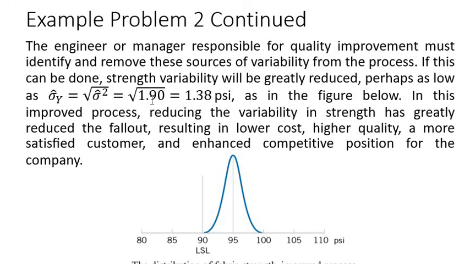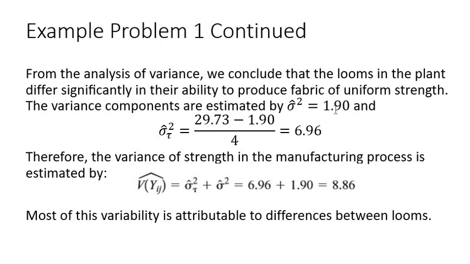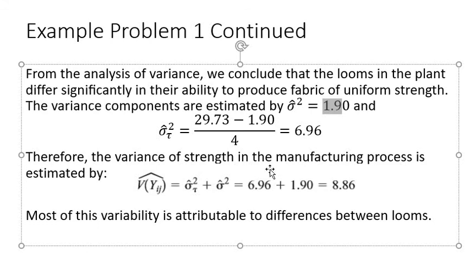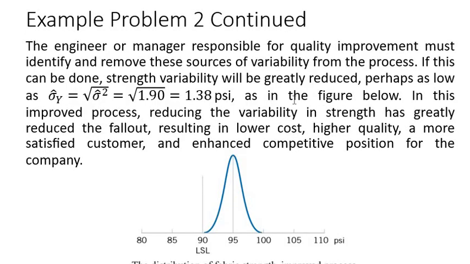So, eliminating the variability under the treatment, you only have this value, the variance, or the error, the mean square of the error. Eliminating this under the treatment, you will just have to consider the normal errors. Taking the square root, we have 1.38 psi as the standard deviation, as in the figure below.